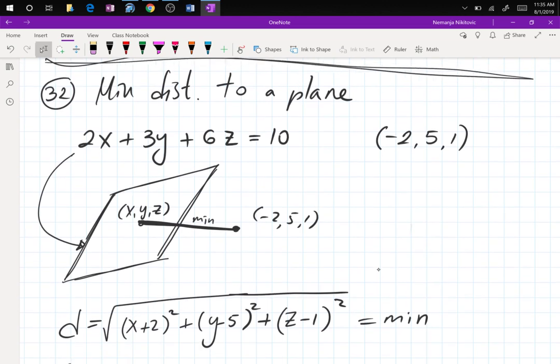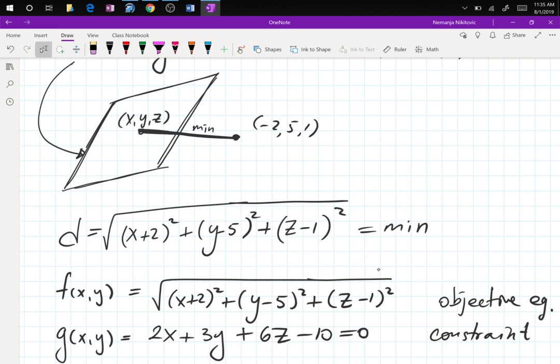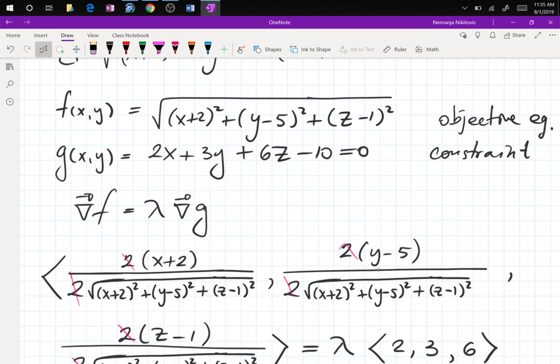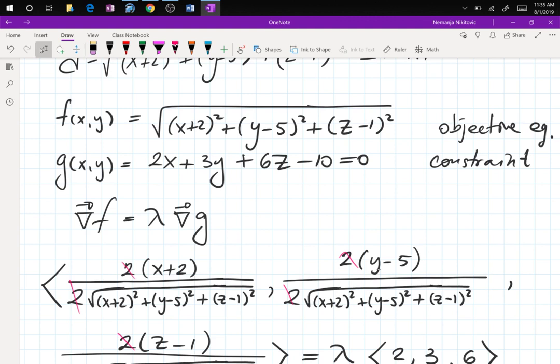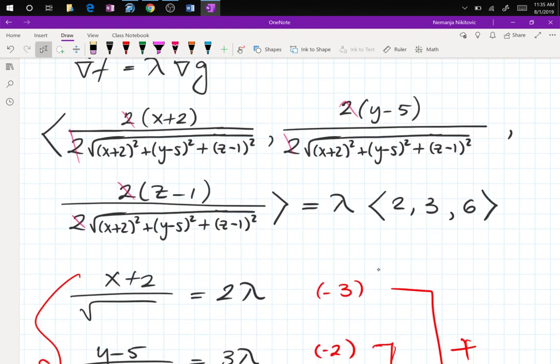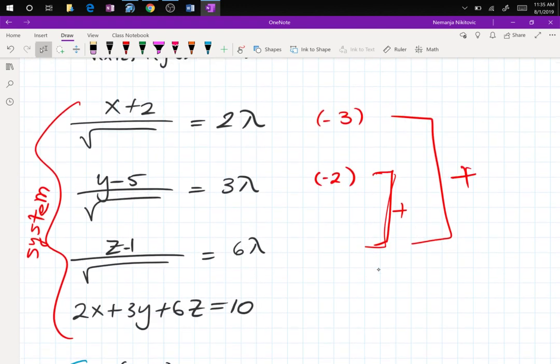Negative 2, negative 2, positive 5, positive 1, which makes it plus 2, minus 5, minus 1. The derivative is 2 square root. The derivative of this is 2x to the 1 times 1. 2 is cancelled. I'm 100% sure that everything is good up to this point.